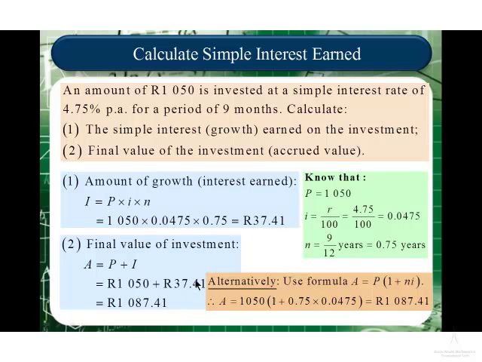Note that alternatively we could have used our linear growth formula that we saw before for simple interest, that is A is equal to P times (1 plus n i), or i n, it doesn't matter. If we substitute the values we get exactly the same amount as before, namely 1,087 rand and 41 cents. We next look at a second similar example where simple interest applies.